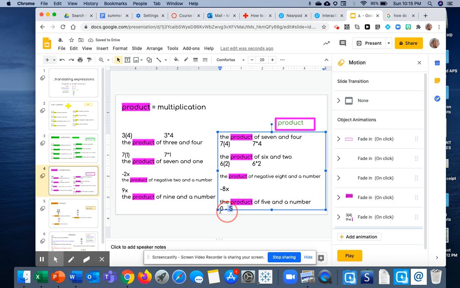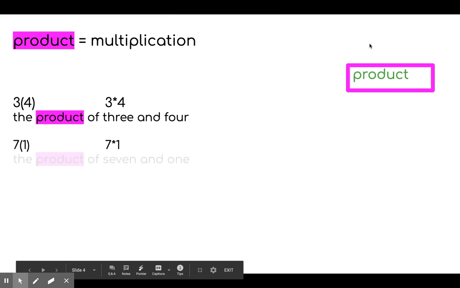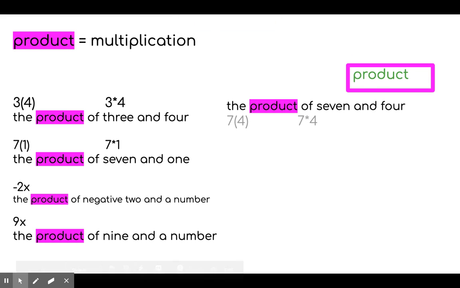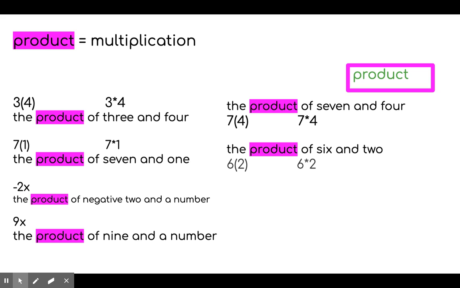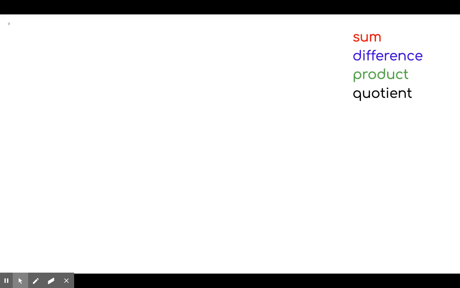Look, this is also, what is that? That is a difference. Let's make it a product. The product of 5. And what will I write for a number? I can make it an x. 5x. Okay, let's see if we fixed it. Product of 7 and 4, good. Product of 6 and 2, negative 8 and a number, and 5 and a number. Good. Okay, the last one is quotient.